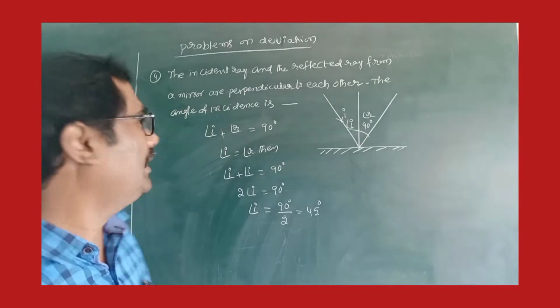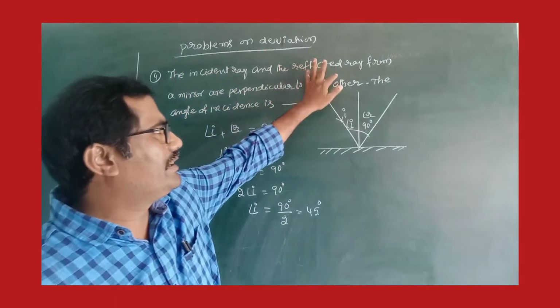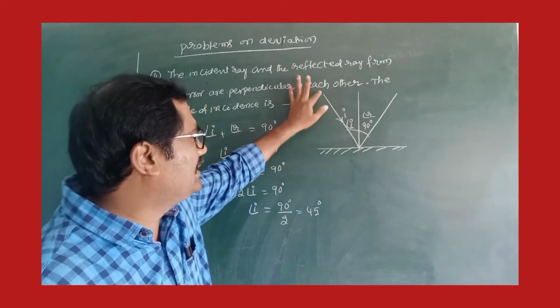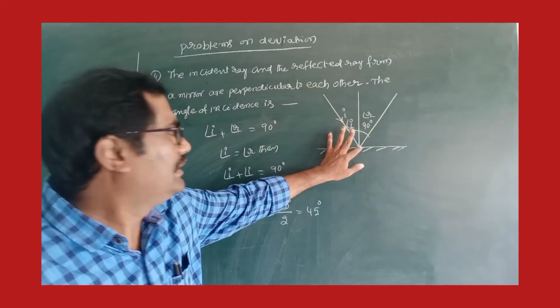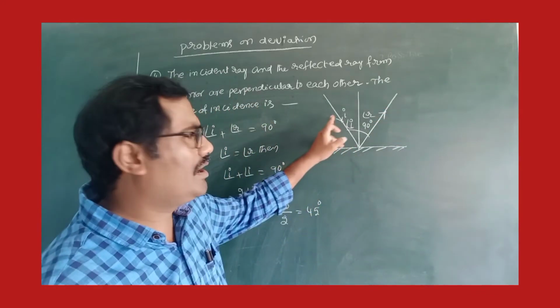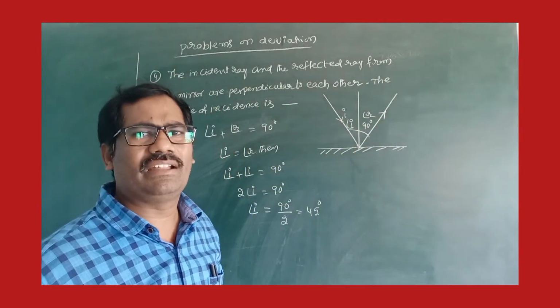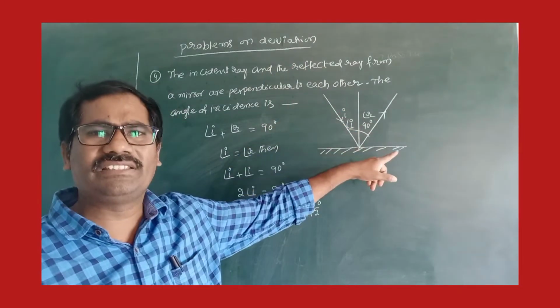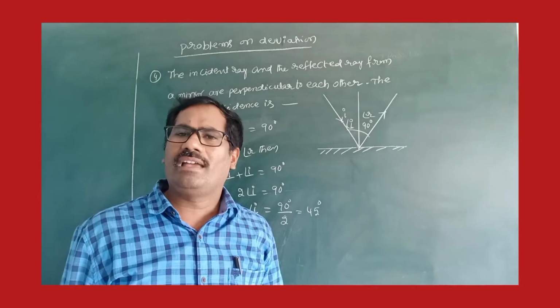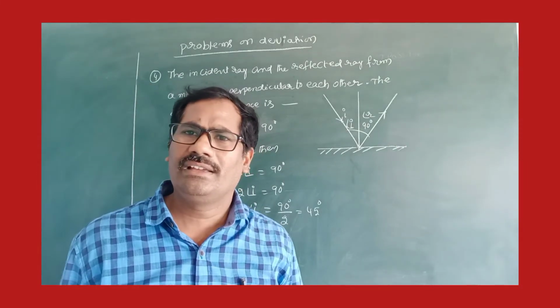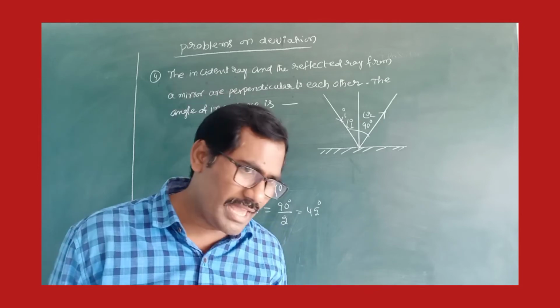Okay. The incident ray and the reflected ray from a mirror are perpendicular to each other. That is the incident ray, then it is the reflected ray. They are perpendicular to each other, exactly 90 degrees. That means what is the angle of incidence? The sum of the angle of incidence and angle of reflection is equal to 90 degrees. That means angle i is equal to angle r.